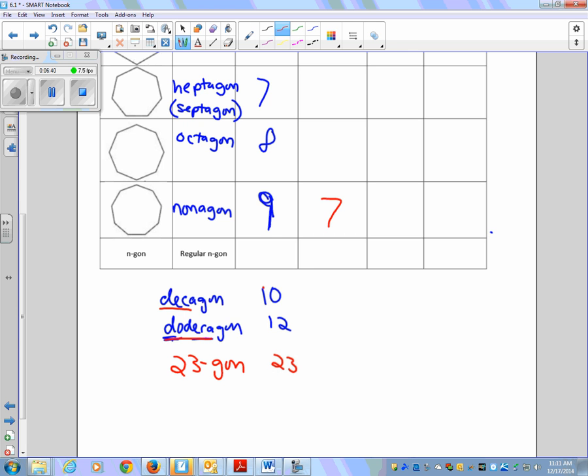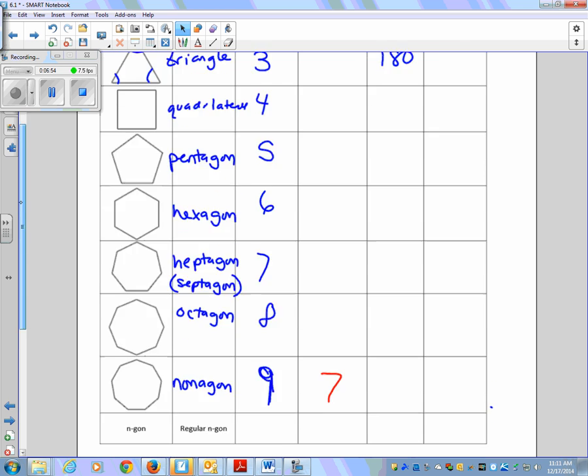23-gon. And I didn't make that up. That's actually what they do. So like for 11, there is a special name, but it's not one anybody knows. Just call it an 11-gon. All right? So you'll see it written that way sometimes.